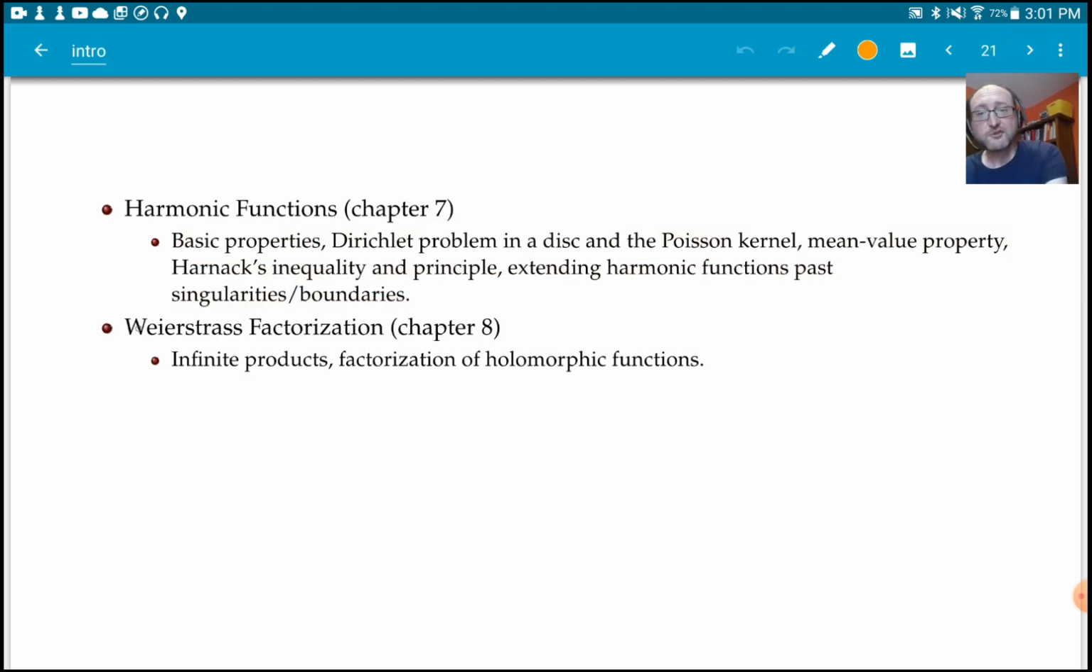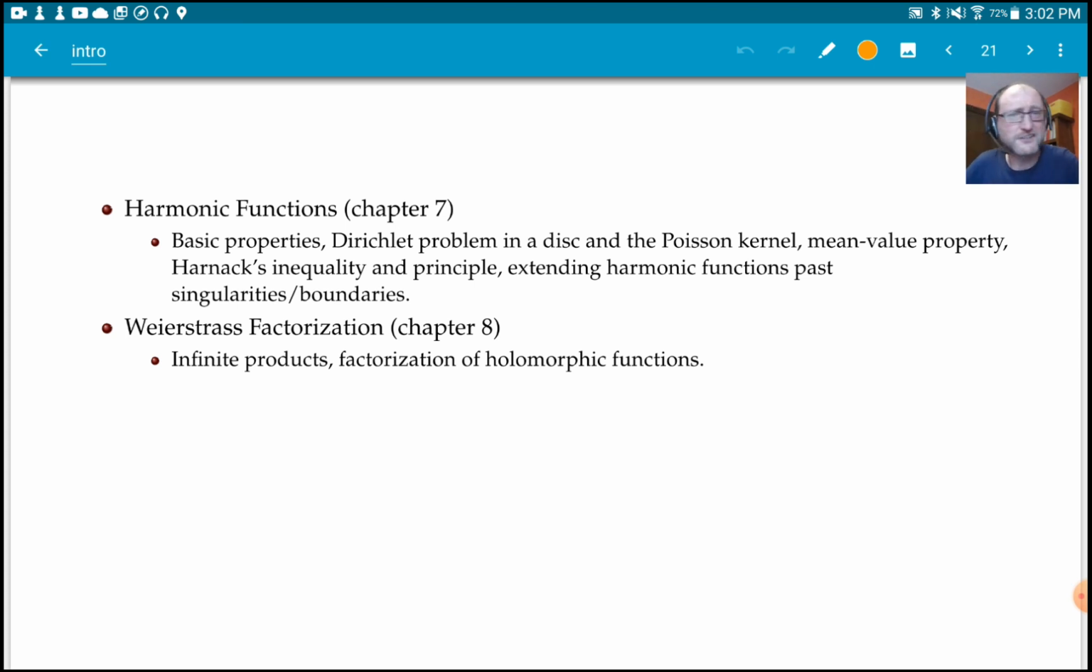Then there's a chapter on Weierstrass factorization. Basically, the basic idea is that you have a function. You want to maybe factor out the zeros, right? Well, what if it has infinitely many zeros? So can you factor it out?